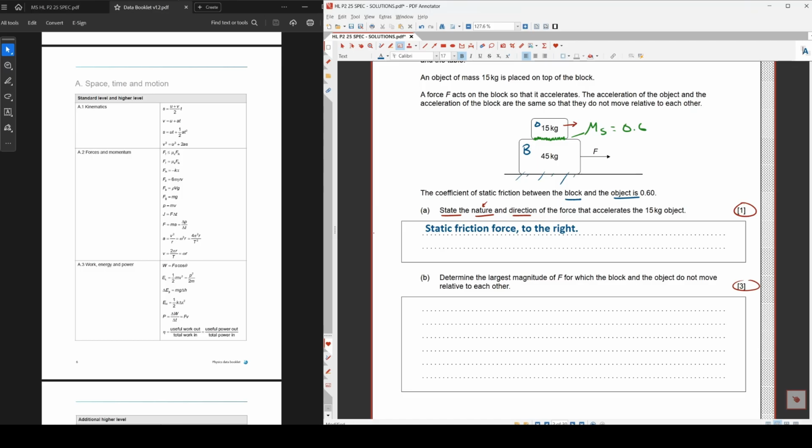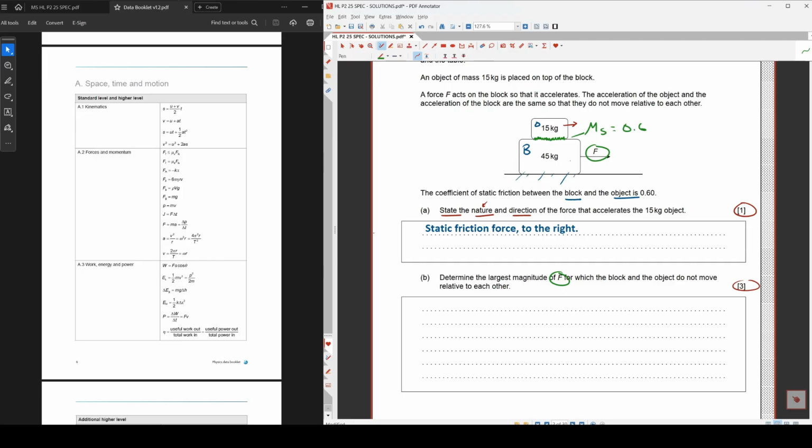Okay. Determine the largest magnitude of F for which the block and the object do not move relative to each other. Okay, I'm noticing right away that this is about F, which is this thing here. So I got to be careful because there's a lot of forces happening here when you got 2 connected objects. So I need to decide how to do this.